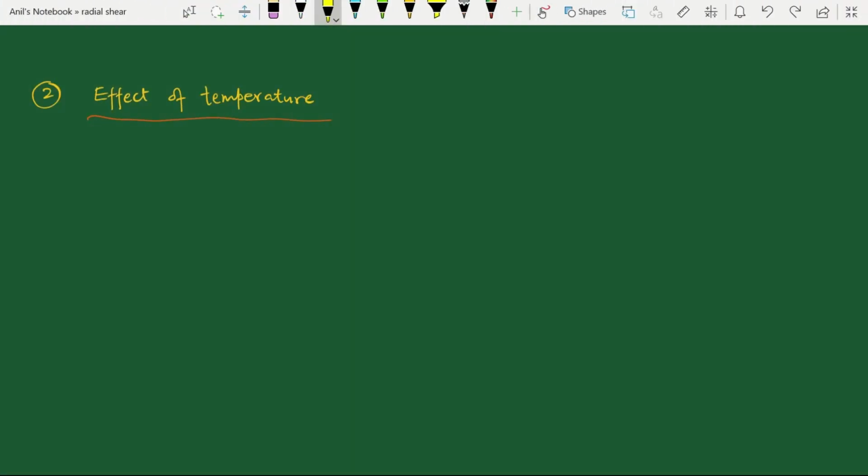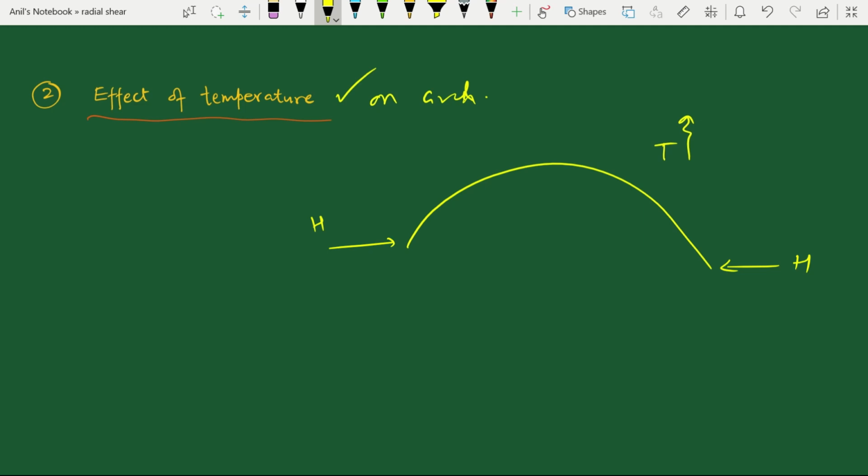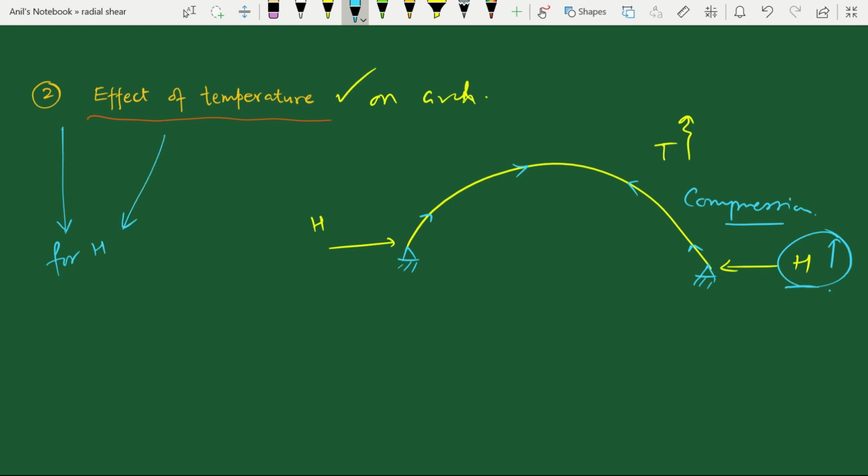Okay, we will now consider the effect of temperature on the arch. Basically, when the arch has its horizontal thrust as H, due to rise in temperature, it will try to expand. But we have got hinges here, there is no roller, so it will not be able to expand, so it will develop compression in it. So compression will develop, and that will give rise to H. H will increase. Now let us derive the formula for H when temperature is affecting the arch.